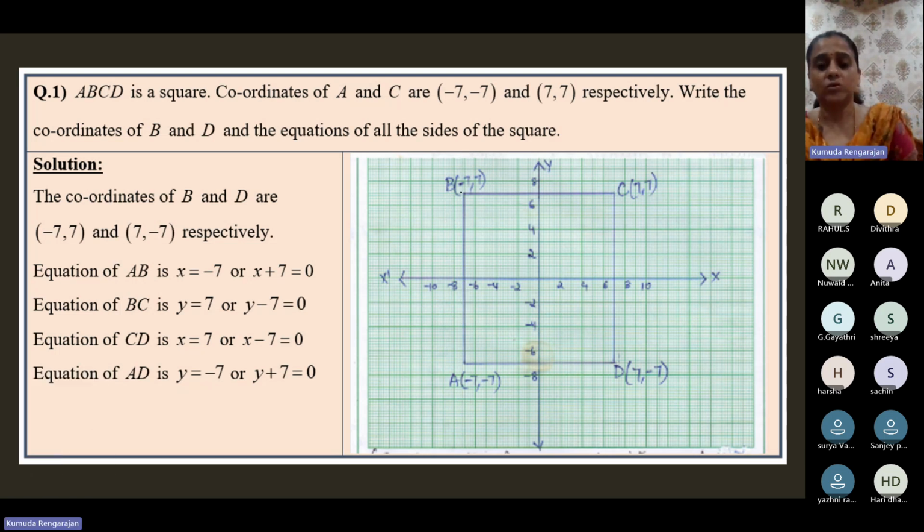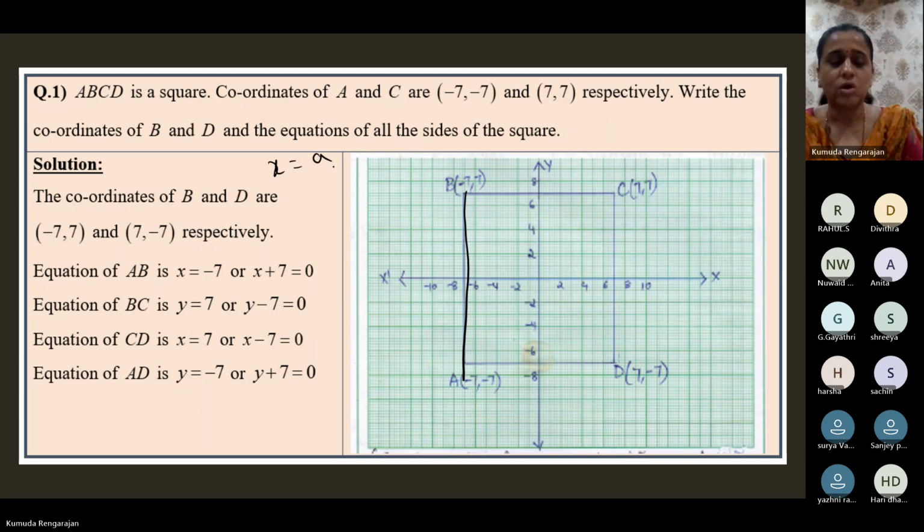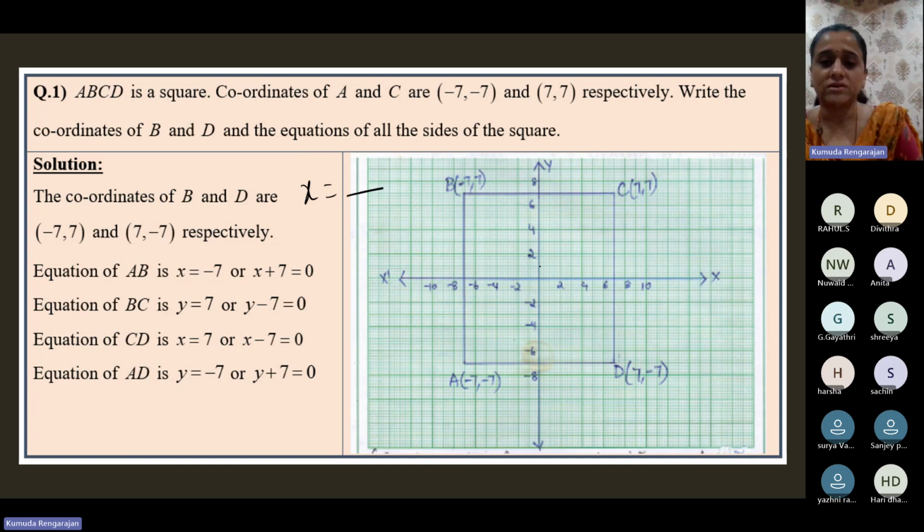Okay. So now we see that AB is parallel to the y-axis. So its equation will be of the form x is equal to a number. Now the line segment AB is to the left of the y-axis, so it will be negative. And the distance is 7 units. So x is equal to minus 7 is the equation of the side AB. So when you take minus 7 to the other side, x plus 7 is equal to 0 is the equation.